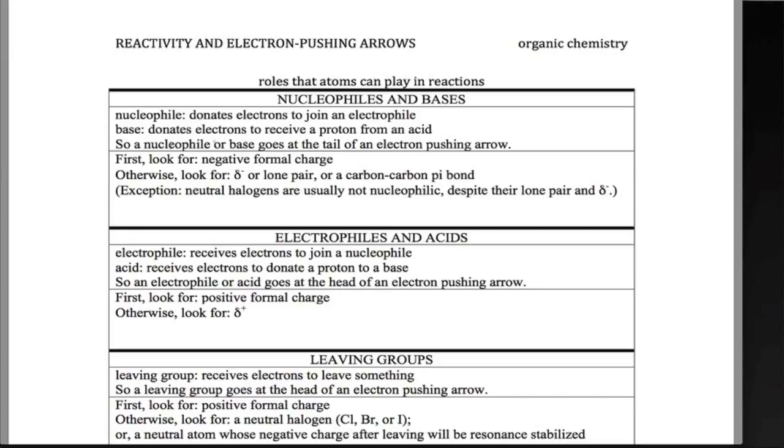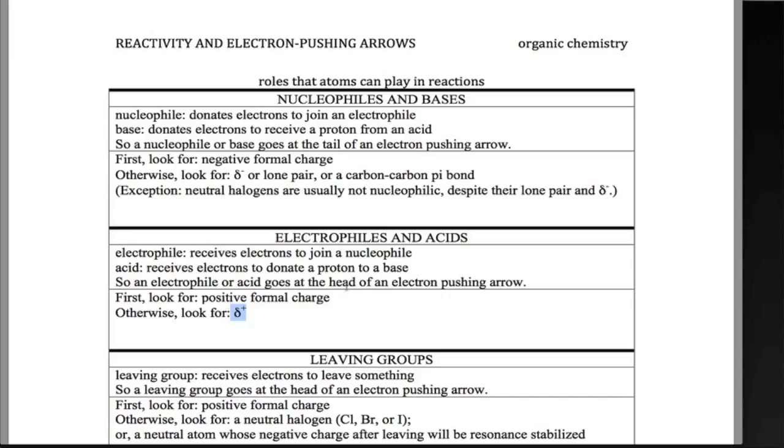So I just wanted to remind you of this handout. Remember that when you're looking for electrophiles, first you look for positive formal charge, but if there are no formal charges, what do you look for next for an electrophile? The delta positive charge. That's right. As I said, I think that's something that we haven't been quite doing enough, seeing those.